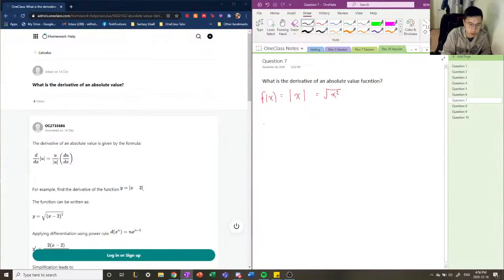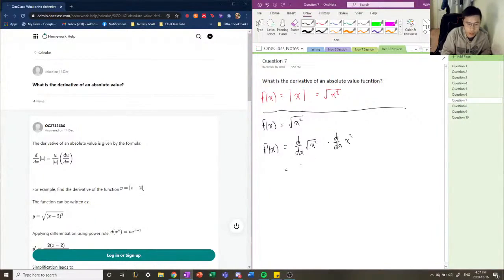so let's calculate our derivative of this function here. So let's say f of x is equal to root of x squared. Okay, so f prime of x is going to be, so we're going to use our chain rule here, right? So we're going to calculate the derivative of root x squared, and then the derivative of x squared.